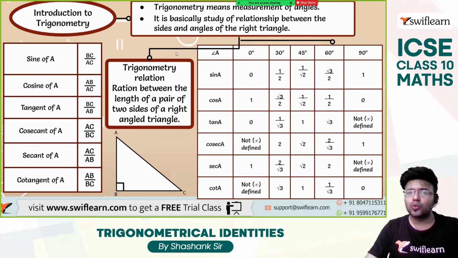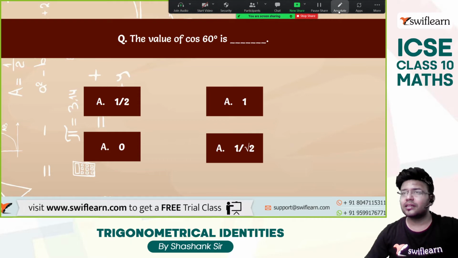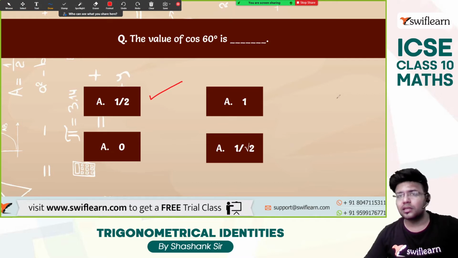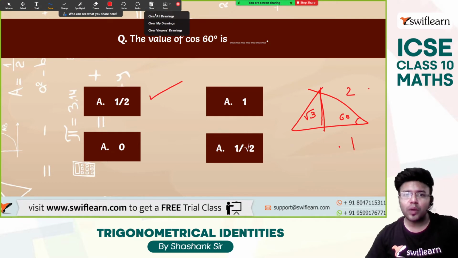Yes, find the value of cos 60. Sine 30 is half, which is cos 60. I've told you how you can find this. You take an equilateral triangle, draw a perpendicular. So this is 2, this is 1. By Pythagoras theorem, this is root 3. So this angle is 60 degrees. Cos 60 is base by hypotenuse. It is 1 by 2.